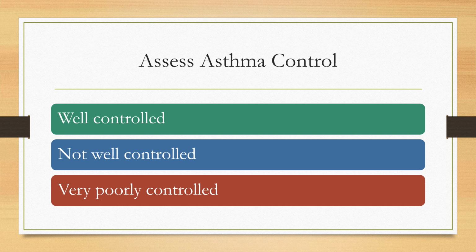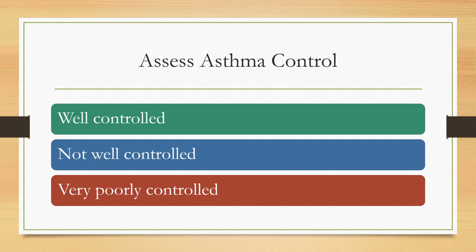When you start getting into not well controlled, that means you have greater than 2 days a week of symptoms. You have nighttime awakenings 1 to 3 times a week. You have some limitations on your physical activity. You need to take a short-acting beta agonist greater than 2 times a week. Your asthma control test has a score of anywhere from 16 to 19, and that means that normally you need to take prednisone greater than 2 times a year.